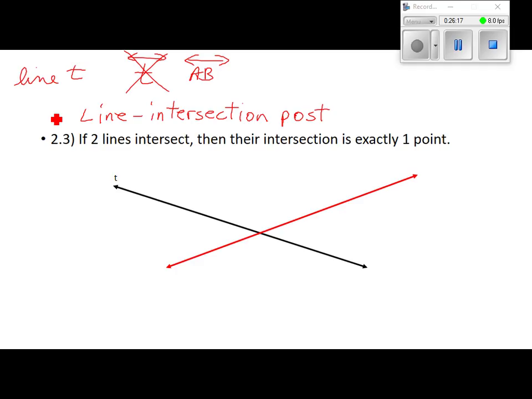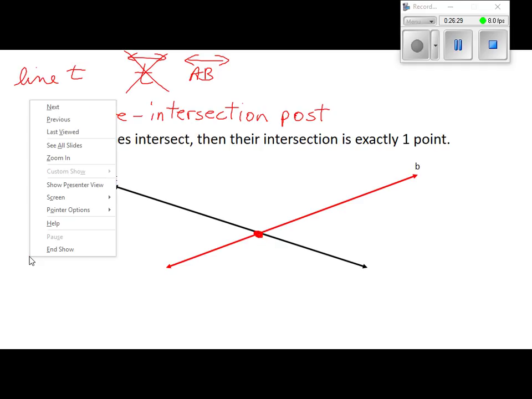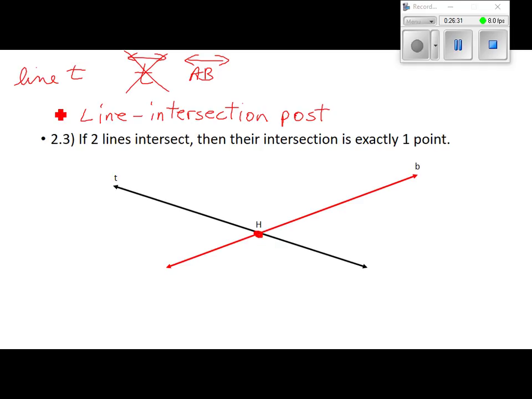We got another line. We got this red line. Somebody name that line for me. Line B. The black line and the red line intersect at exactly 1 point. And we're going to call that point H. 2 lines intersect at exactly 1 point.